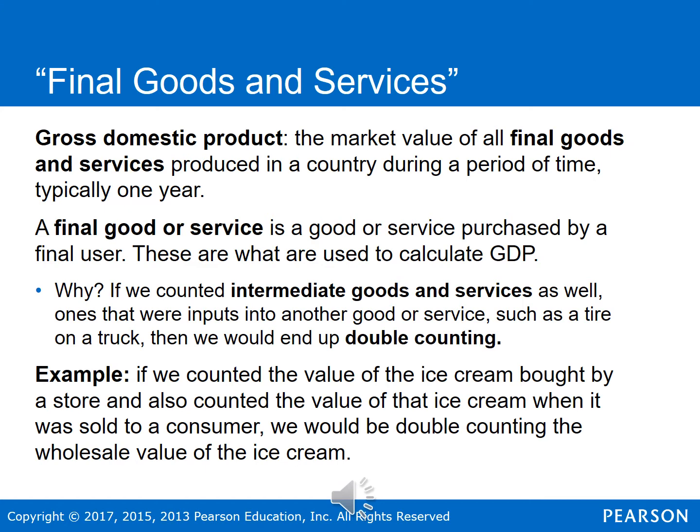And we also only count it when it's being purchased by a consumer from a store for the first time. So if you purchase a DVD and then turn around and resell it later on Amazon or at a yard sale, we don't count that as a part of GDP because it's already been purchased and some of its value has been consumed. So for another example, if we counted the value of ice cream bought by a store and also counted the value of ice cream when it was sold to the consumer, again, we would be double counting the wholesale value of that ice cream.